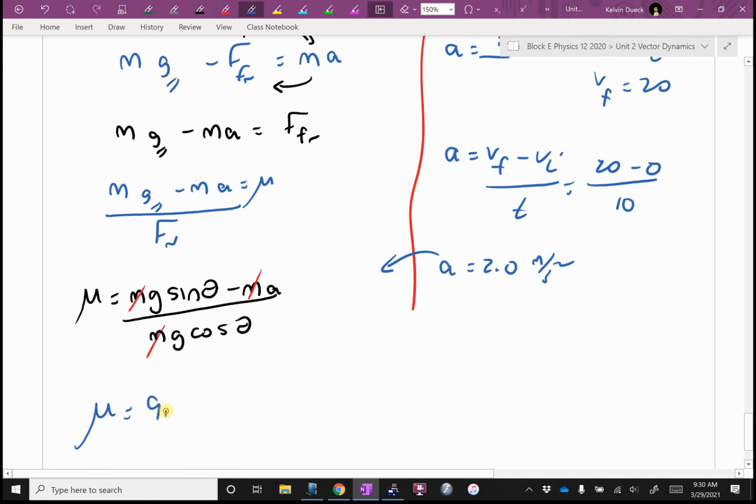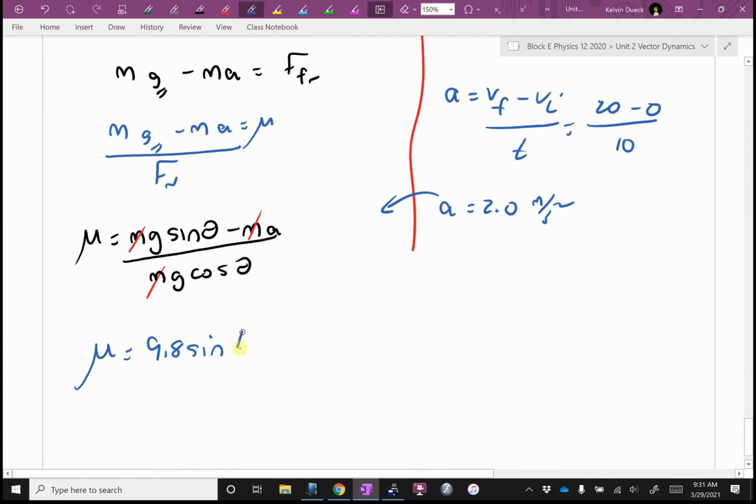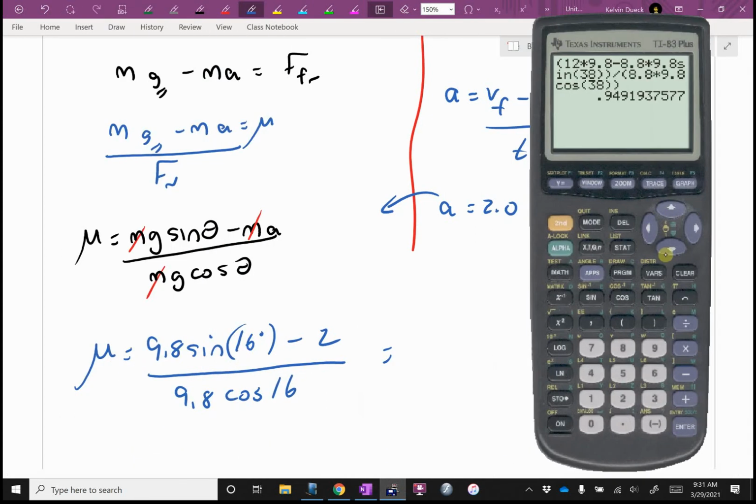Mu is going to be 9.8 sine, was it 12? 16. Minus 2 all over 9.8 cos 16. And again, if you left the m's in there, you'll get the same answer, not a problem. Bracket 9.8 sine 16 minus 2 all over 9.8 cos 16. Close off the bottom. Y'all get 0.0744? Or am I wrong?